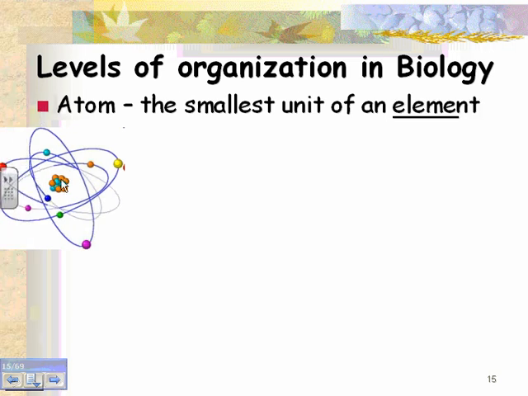And so here's an atom. There are protons and neutrons in it, and there are electrons that zip around. We'll talk about atoms in a little bit.